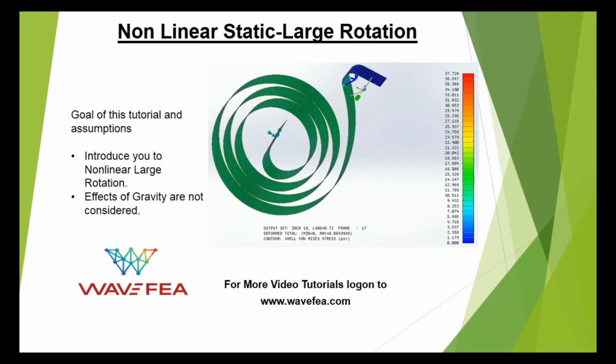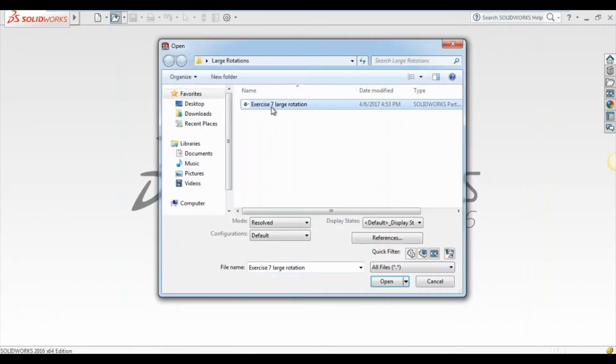This is your host Mac, and today we are going to talk about the method to set up nonlinear static analysis for large rotations. Large rotations, also referred to as deflections, come under geometric nonlinearity. This becomes a concern when the part deforms such that the small strain assumptions are no longer valid. In a case like this, nonlinear static analysis provides more valid results than linear static analysis. Let us jump right into the tutorials.